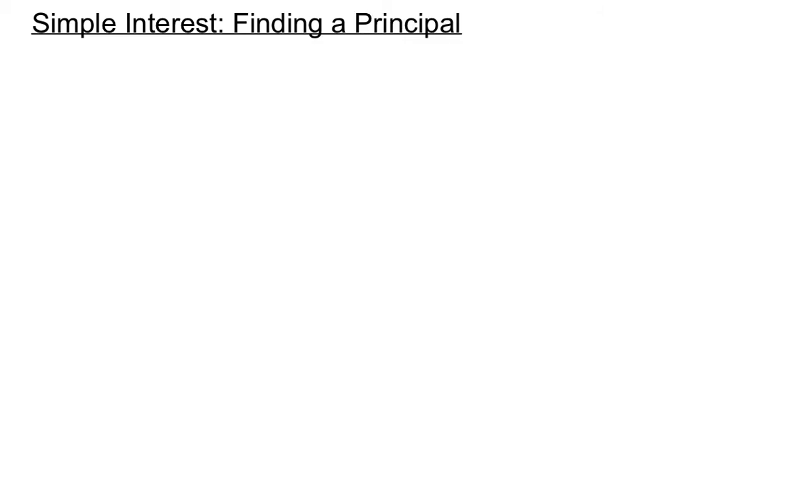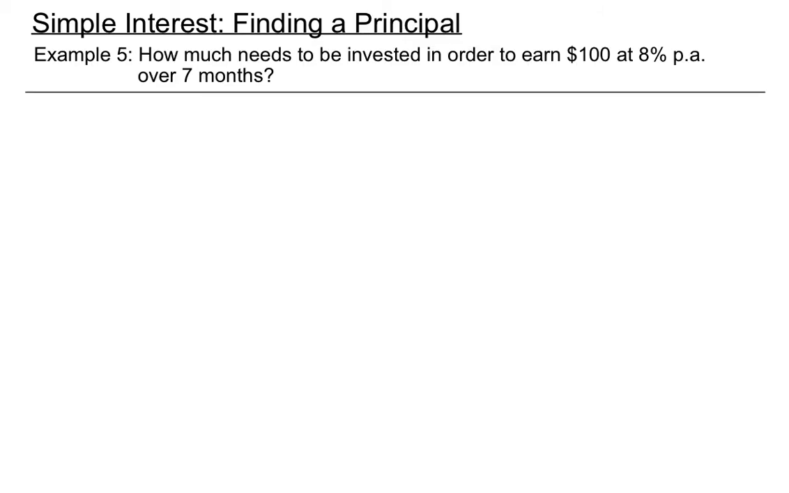Let's have a look at finding a principal this time. Now this one's got a bit of a twist in it, so we'll be careful in watching this example. How much needs to be invested? In this one we're trying to find the principal. How much needs to be invested in order to earn $100 if we have an 8% per annum interest rate over 7 months? Okay, I wonder how we respond to that 7 months.